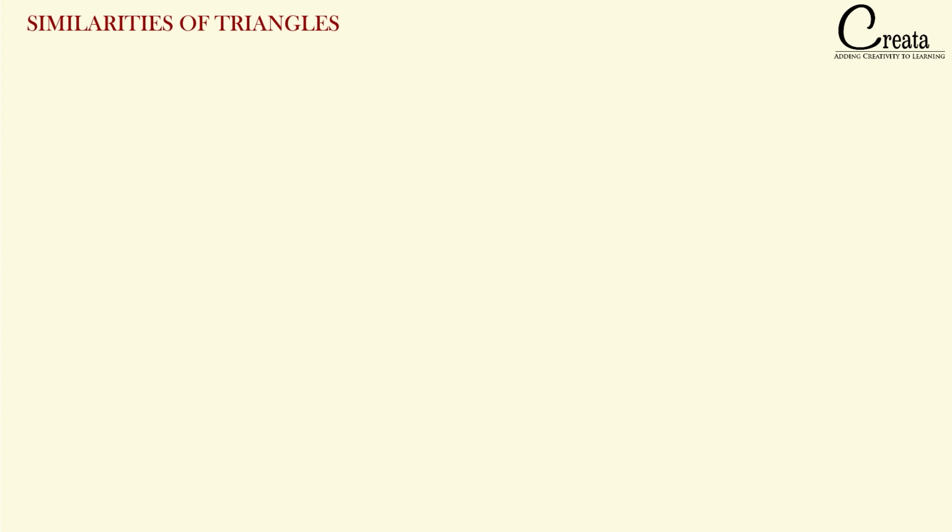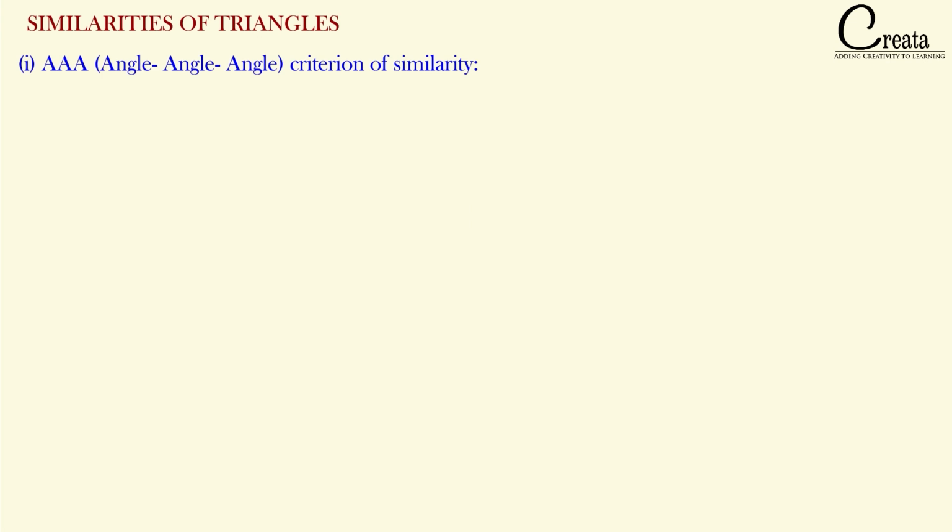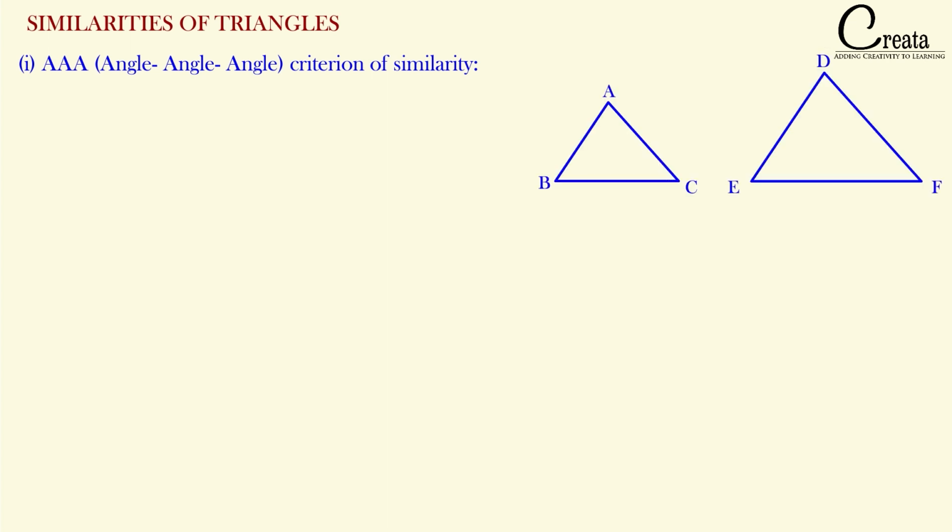So we have done all the three criteria. Let's do the revision, or a quick glance, of all the three criteria. The first criteria we have done is AAA, that is angle, angle, angle criteria, in which if we have two triangles and all the three corresponding angles are matching with each other, then we can say the triangles are similar to each other. One note is that you do not have to match all three corresponding angles. If you match two angles, that is also sufficient, because once two angles of a triangle are matching, the third angle will automatically be equal. That is the property of the triangle.